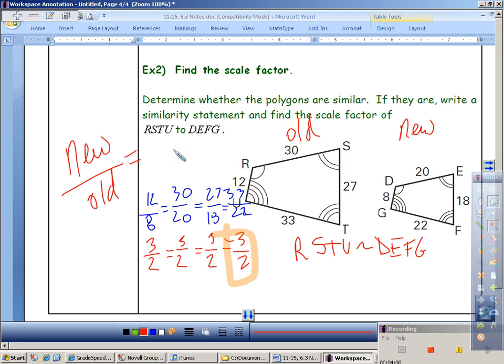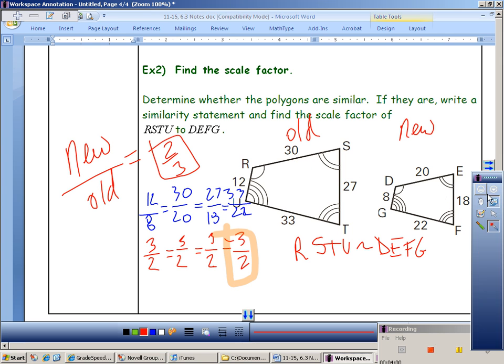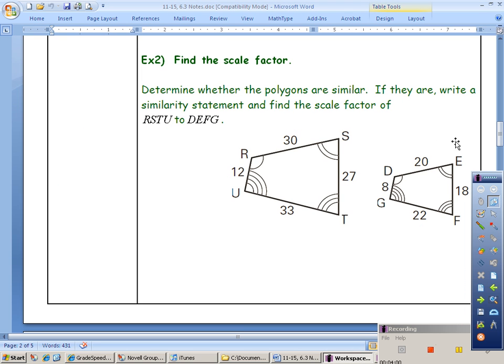And really this should be 2 over 3 would be our scale factor if we started with this shape and became this shape. It would be 3 over 2 if we started here and then went larger. This is the multiplier, and if you multiply these, if this is your original times 2/3, they result in the side lengths of the smaller polygon. So 2/3 would be the appropriate scale factor for RSTU to DEFG.